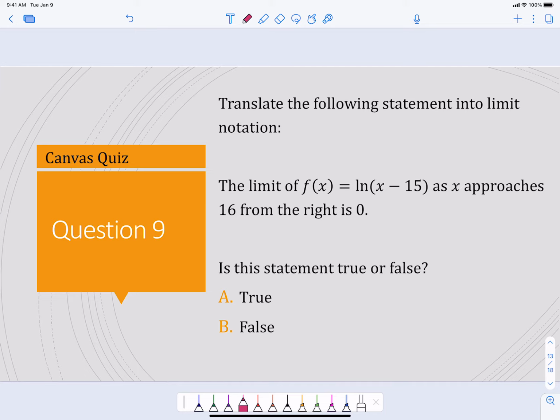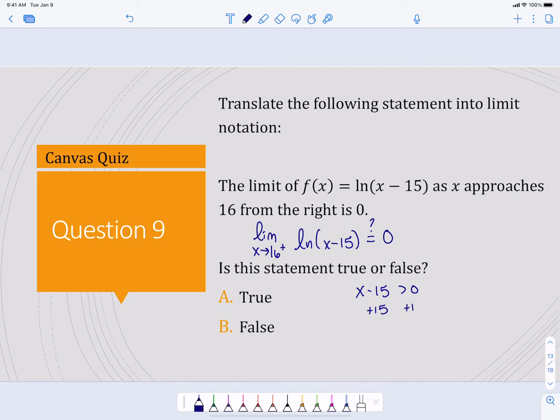All right, so our limit statement is going to be the limit as x goes to 16 from the right of the natural log of x minus 15. And our question is, is this equal to 0? Well, one of the things we can look at is what is the domain of this natural log function? Because I'm curious about 16. Is it even in the domain? If it's not in the domain, we don't even need to consider it. We know that it doesn't exist.